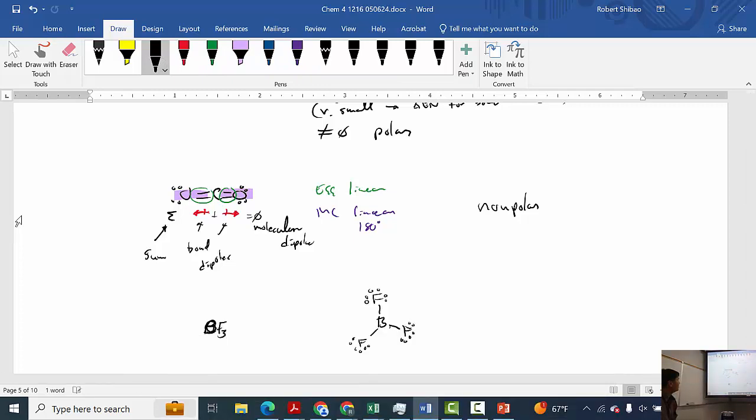There's a problem with this. What is the problem? There's no octet around boron. Yeah, there's no octet around boron. And so one way to fix that is to make a double bond. Are there any formal charges in the structure? No. So if we make a double bond, we'll take one of the lone pairs on fluorine and double bond that to boron.